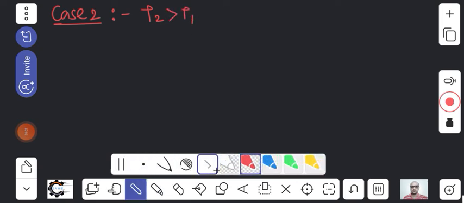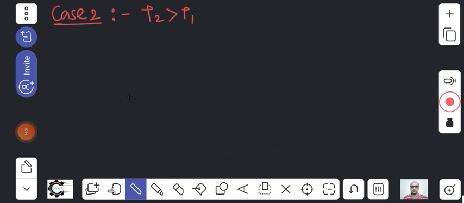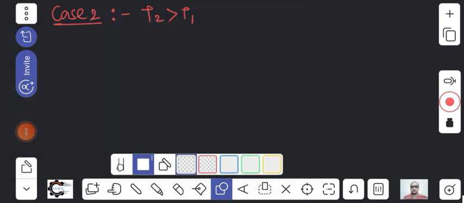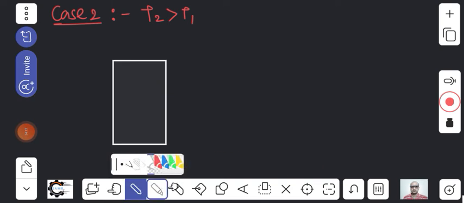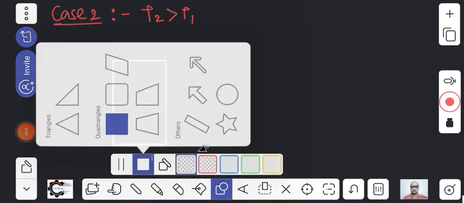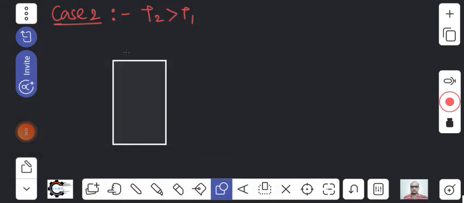Let me take the white color, because white on a black background looks very good. See, let me suppose this is my plane wall. And this is my center line, the center line of the wall, which means it is at delta x by 2.